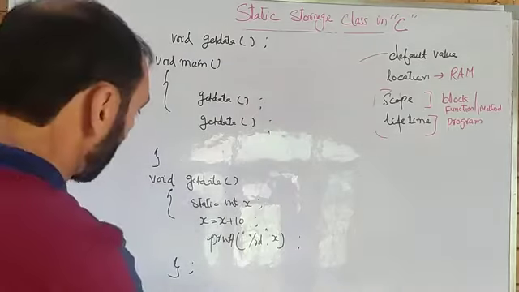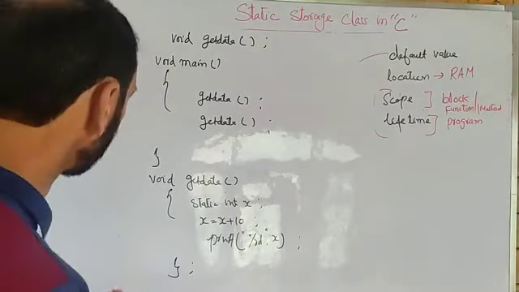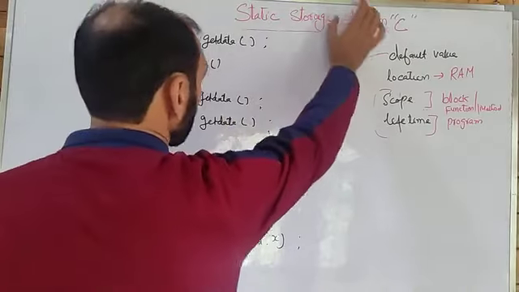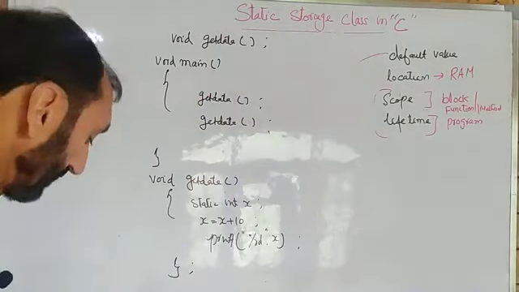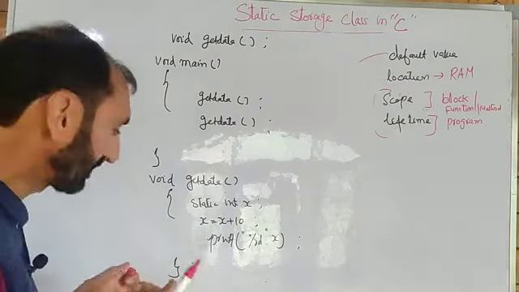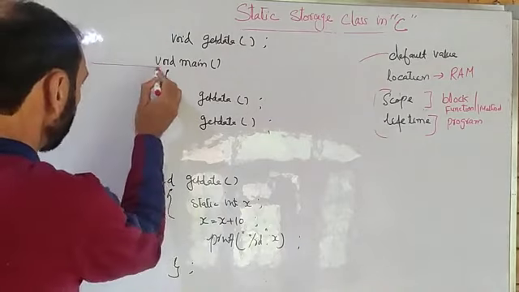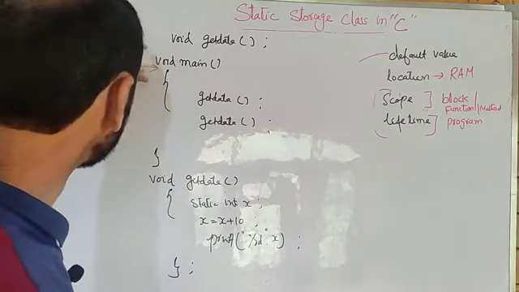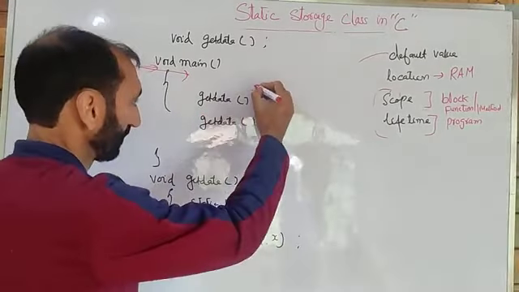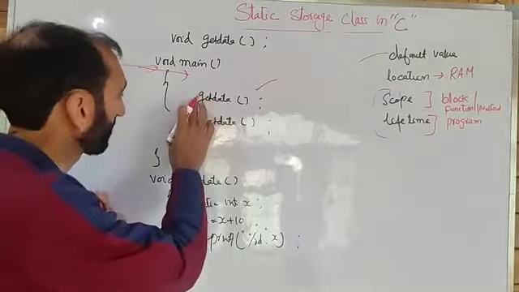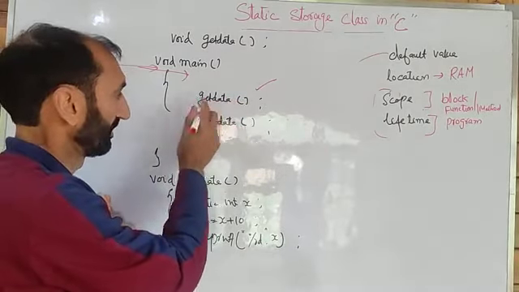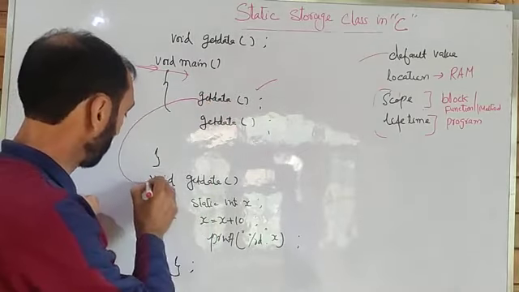Here I have written a small program, and with the help of this we will discuss the working of the variable whose storage class is static. As we know, the execution of the program starts from main. That means the execution will start from this point, and after the control enters the program, here is a function call. I have called the function getdata, and the control will go here.